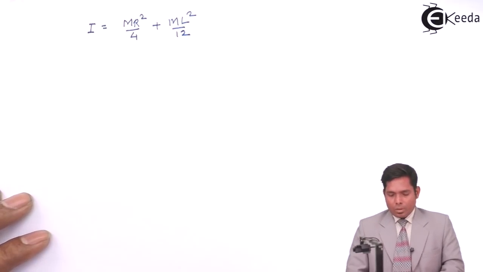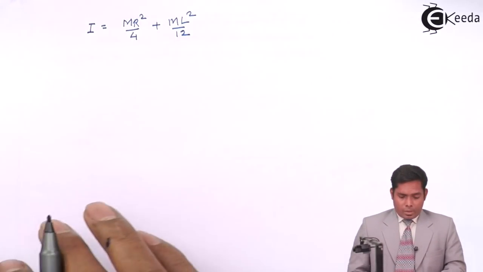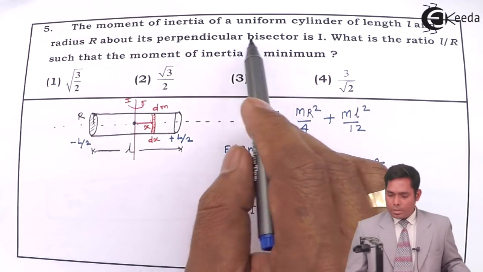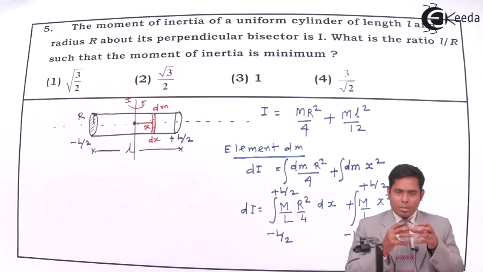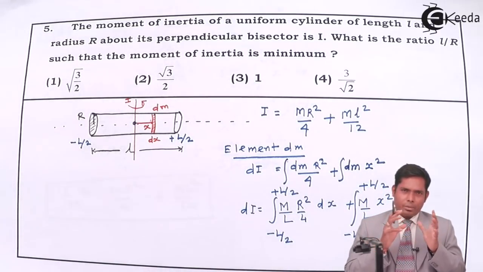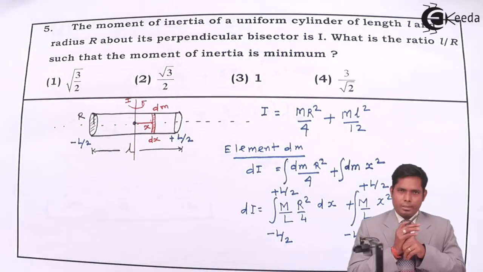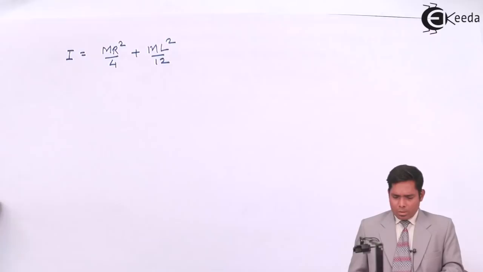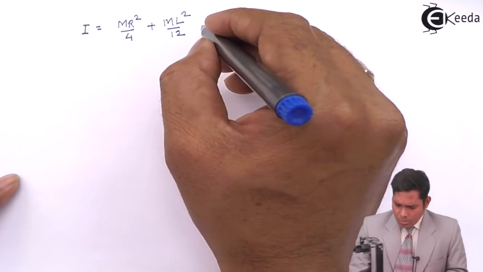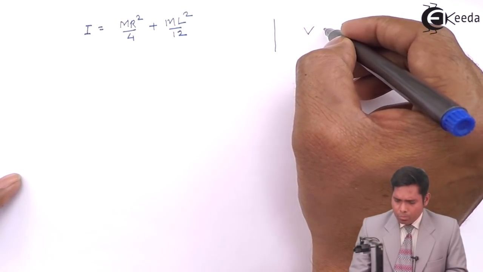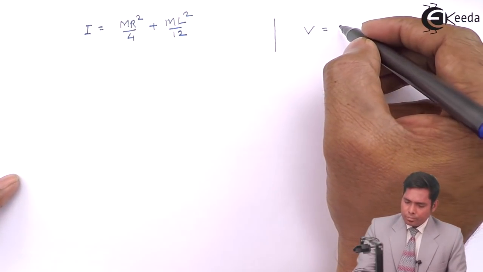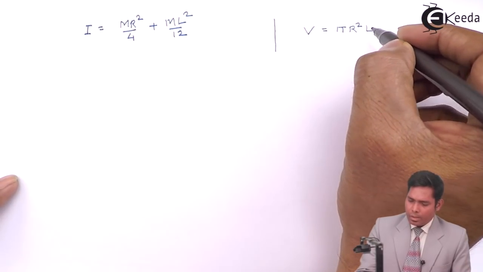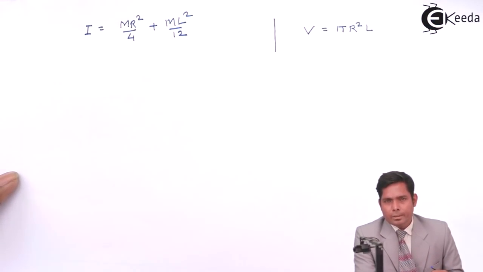Okay, now the question says that we have to assume that the volume is constant. In this case, you can see here, I will keep the volume constant and vary L and R. So basically we need the relation between L and R. So I will keep the volume constant and solve the question. So first of all, what is the volume? Volume is pi R square into L. This is the volume of the solid cylinder.